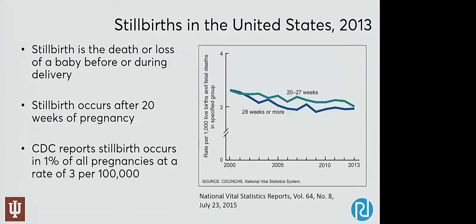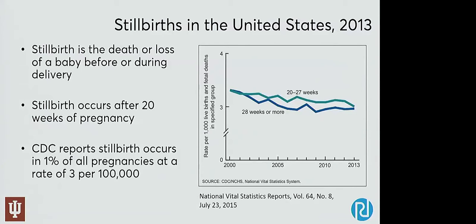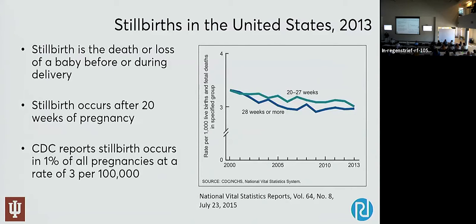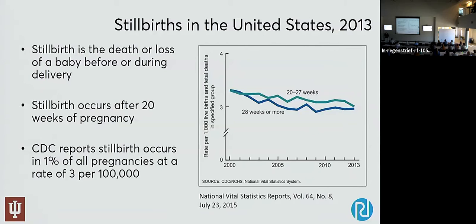So we wanted to focus in on stillbirths because there's a lot of evidence to suggest that untreated syphilis and other STIs can lead to stillborn children or fetuses. Stillbirth in the United States, the only data that we really have from the CDC comes from 2003. We're really behind in public health. But it shows that generally there was a decline in stillbirths for those that are 20 to 27 weeks, kind of flat-ish for those who are 28 weeks or more, between the late 90s, early 2000s, and 2013, and that it really only occurs in 1% of all pregnancies, which is about a rate of 3 per 100,000.